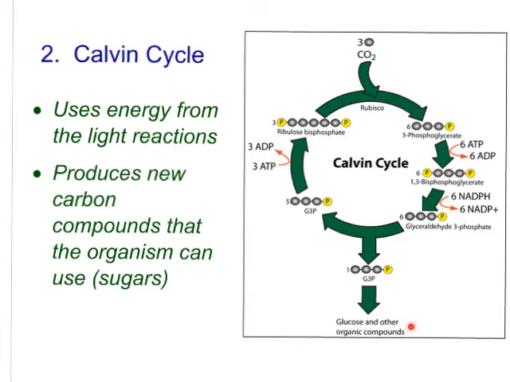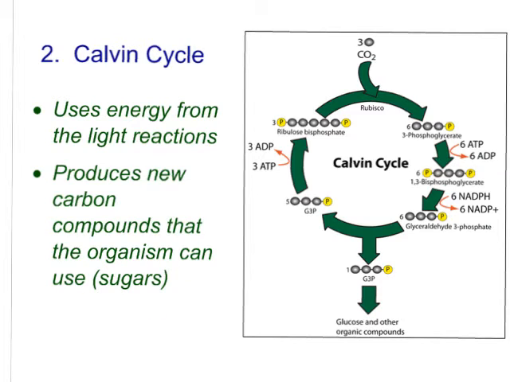Now this might be an intimidating diagram. You certainly do not need to memorize all this, but I wanted to give you as basic of an idea as I could, and yet still put enough detail in here to help you appreciate what happens in the Calvin cycle. Overall, the Calvin cycle uses energy from those light reactions that we just talked about. And it uses that energy to produce new carbon compounds that the organism can use in the form of sugars.